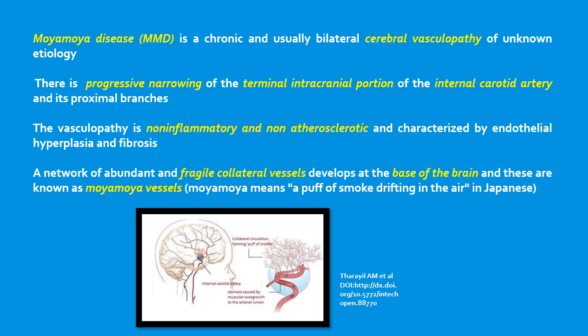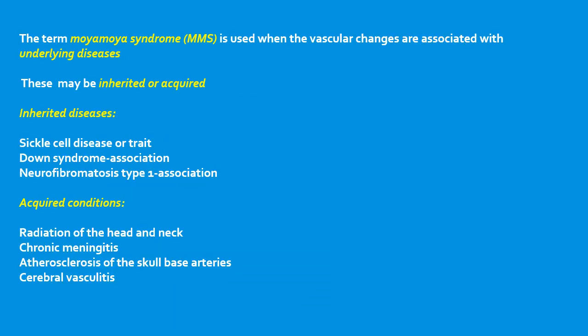The vasculopathy is non-inflammatory and non-atherosclerotic and characterized by endothelial hyperplasia and fibrosis. A network of abundant and fragile collateral blood vessels develops at the base of the brain, and these are known as Moyamoya vessels. The term Moyamoya syndrome is used when the vascular changes are associated with underlying diseases. Such diseases may be inherited or acquired. Some of these inherited and acquired conditions are mentioned below.